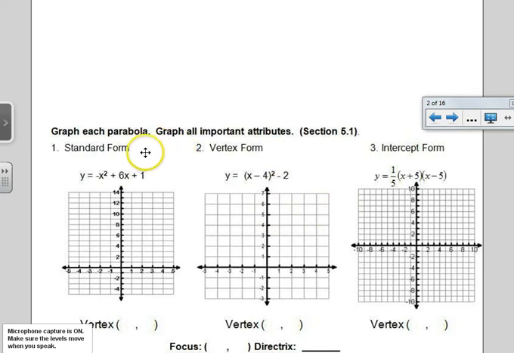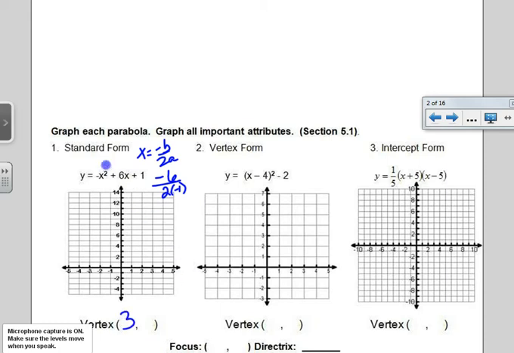Standard form, I know that there's a formula, negative b over 2a, that helps me calculate the x value of my vertex. So for this particular parabola, negative b is negative 6, and then 2 times the a value would be 2 times negative 1. So negative 6 divided by negative 2 gives me a positive 3 for the vertex.